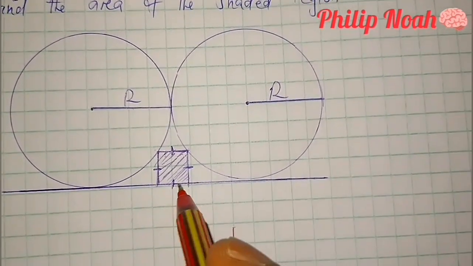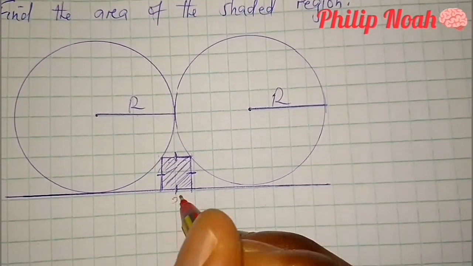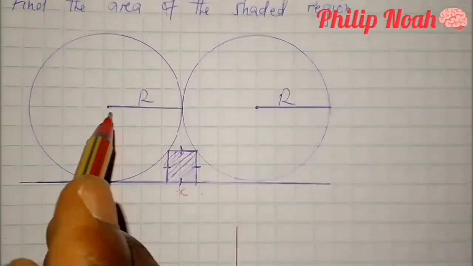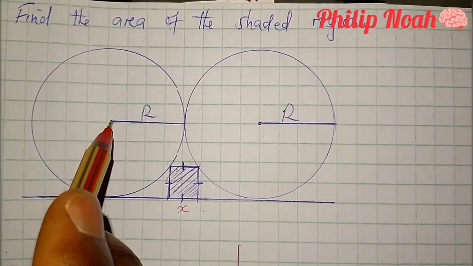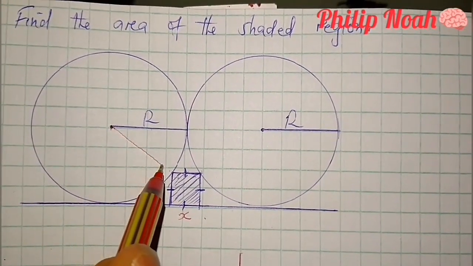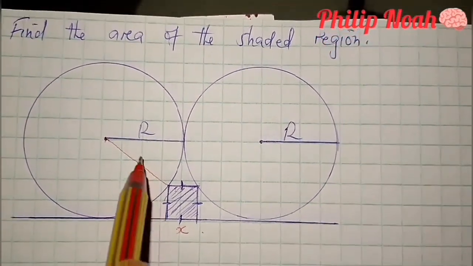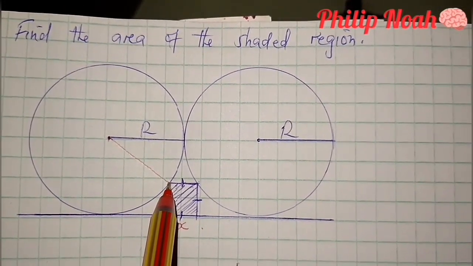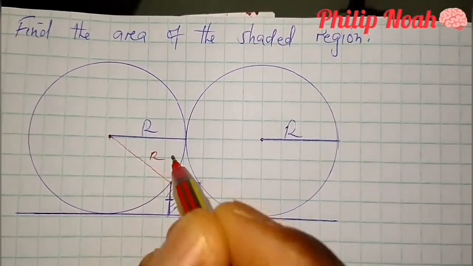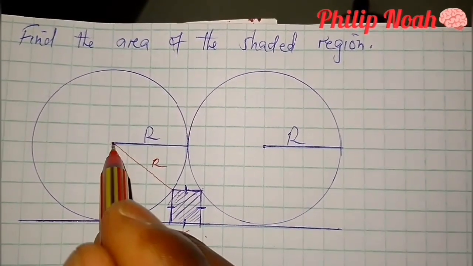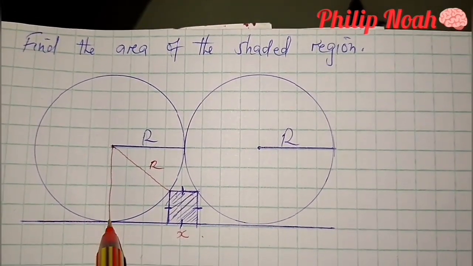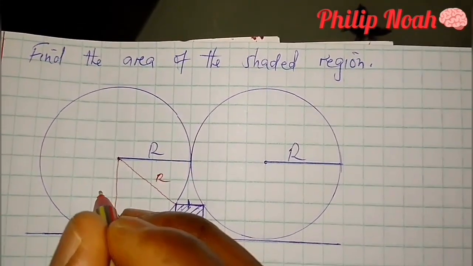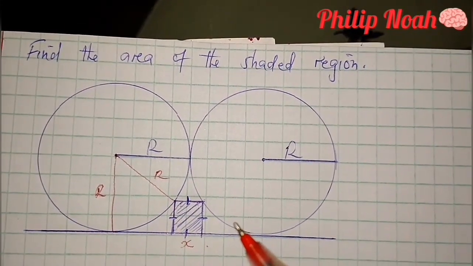we let the side of this square be x. Then we draw a straight line from the center. This is the center of this circle to this point. Remember, this is also a radius. So here is r. We draw another one, a straight line downwards. There. This is also r.